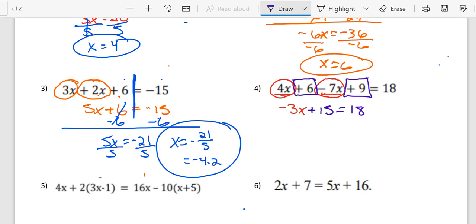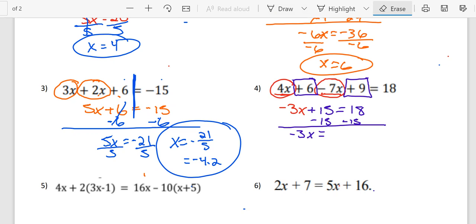All right, so this is what we have. Then once we get to this point, now we're back to the two-step equation. Minus the 15. We end up with 3x. That's really crooked. 3x equals negative 3x. Remember to take the sign down.